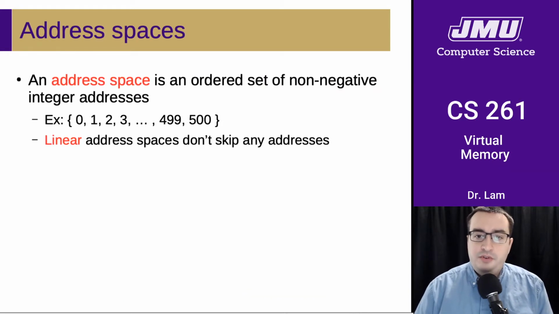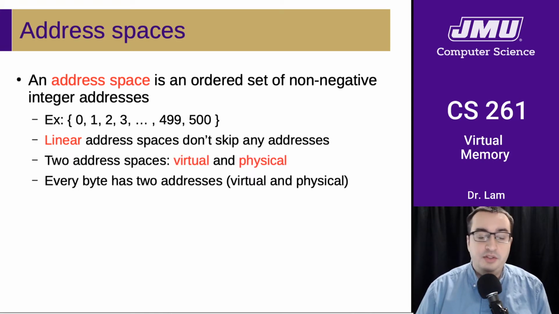So before we go any further, we should define an address space. An address space is just an ordered set of non-negative integer addresses. And we generally work with linear address spaces, which don't skip any addresses. And so we're going to have two address spaces: a virtual address space, and a physical address space.